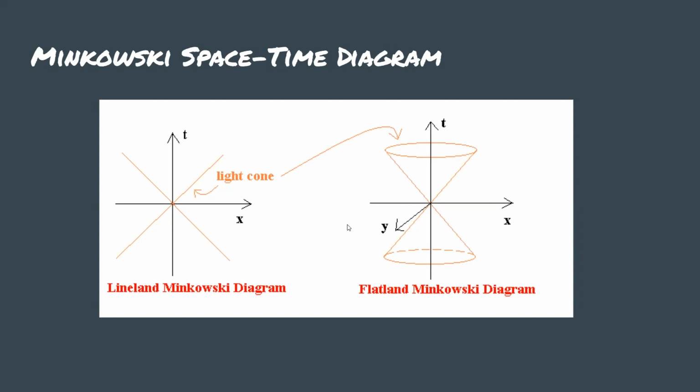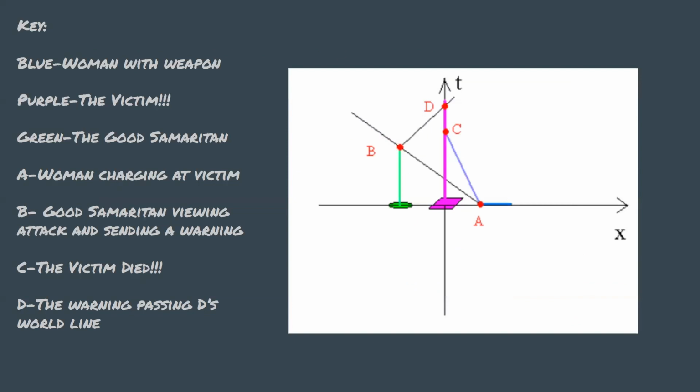So let's look at an example of how to interpret a Minkowski spacetime diagram. I want you to imagine that the blue line on the x-axis is a woman with a weapon, and she's running at the victim, who is represented by a purple square. The woman attacks at point B, which is where the Good Samaritan, represented by the green square, sees this happening and sends a warning. The victim unfortunately dies at point C.